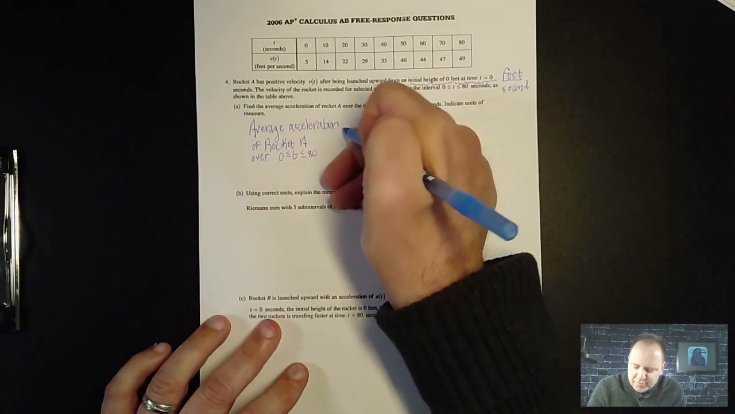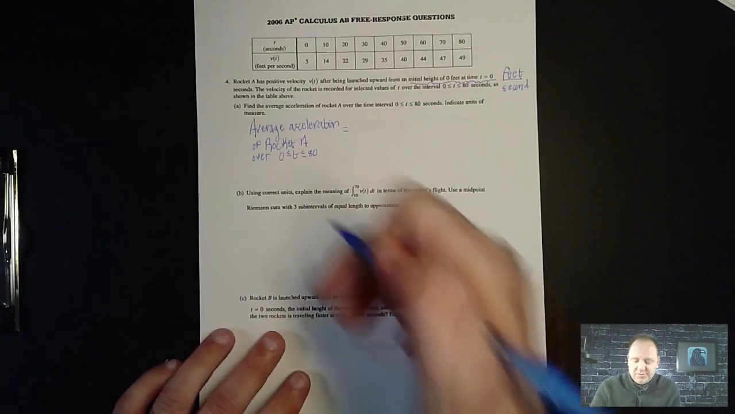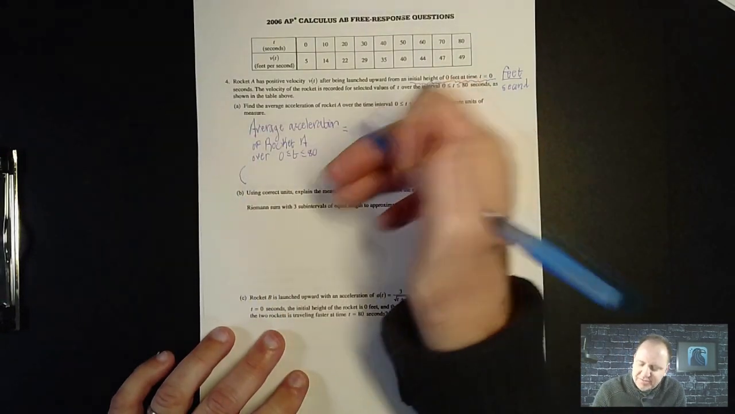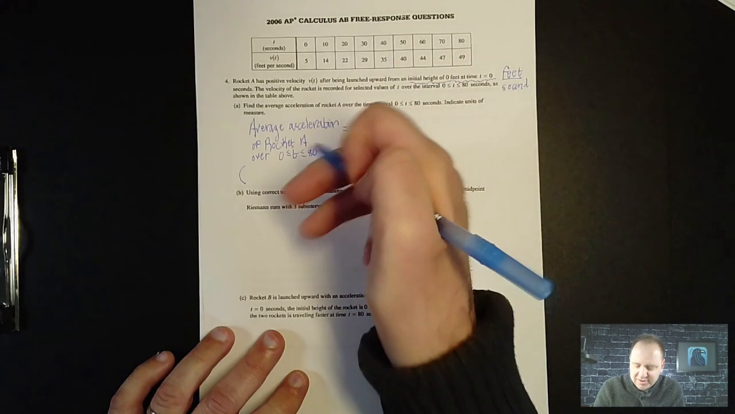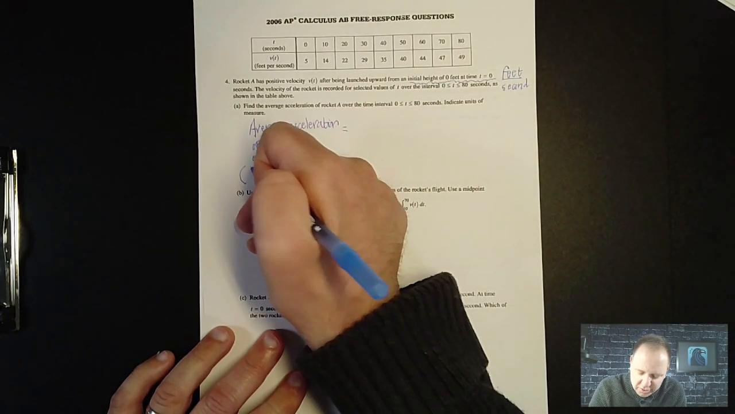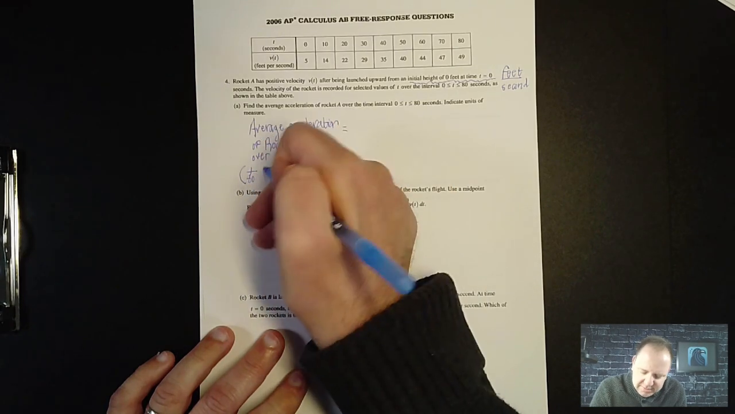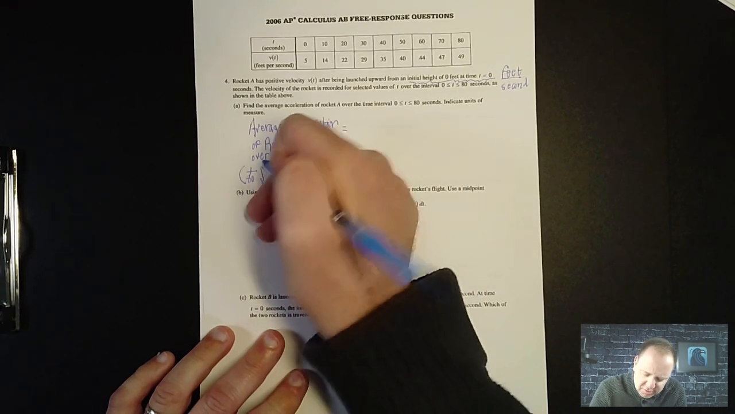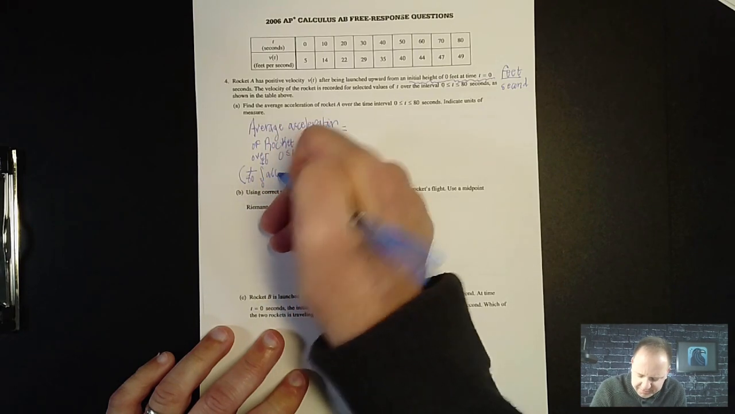Well, before we do that, you need to understand average value of a function fundamentals, right? So if I want to take the average value of the acceleration, so the average acceleration of the rocket, I want to do 1 over b minus a, 1 over 80, times the integral from 0 to 80 of my acceleration function.